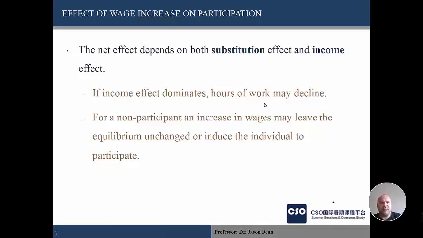Now, what's the effect of a wage increase on participation? Okay, so the net effect depends on both the substitution effect and the income effect. If the income effect dominates, hours of work may decline, but for a non-participant, an increase in wages may leave the equilibrium unchanged or induce the individual to participate. So if we have someone who's not working, and there's an increase in the wage, if it's large enough and exceeds their reservation wage, they will start to work. If it doesn't, then nothing will change. They will not decide to work.